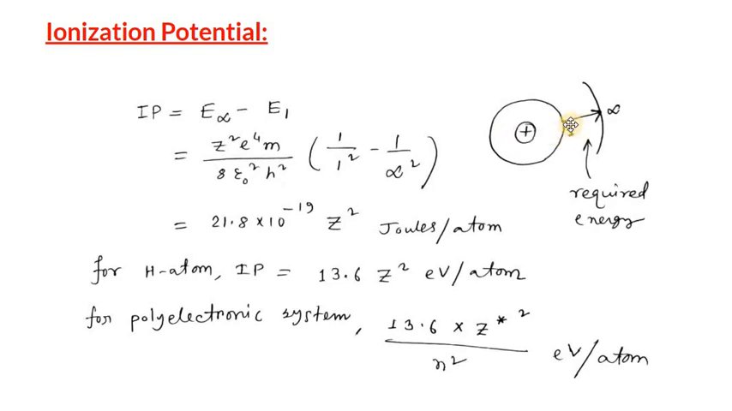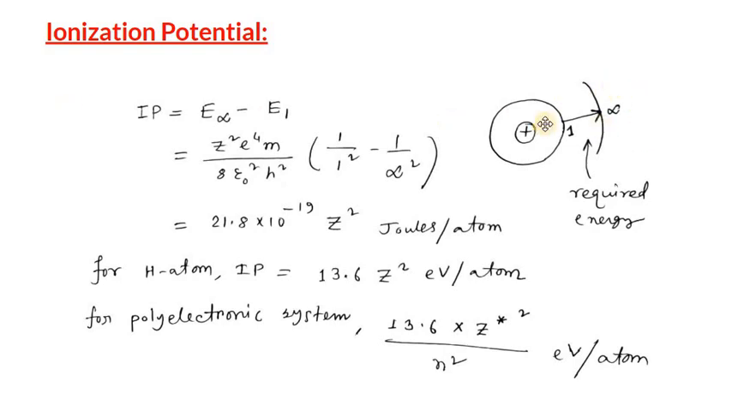So to take it to infinity, you need to do some extra work. You need to add some energy, so that the electron accepts that energy and goes to infinity. Okay, so you need to give some energy to the system. That required energy is called ionization potential, to take the electron to infinity.